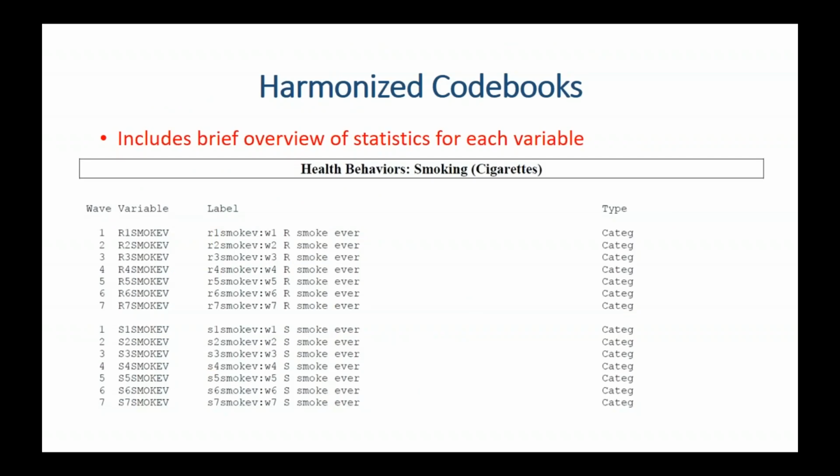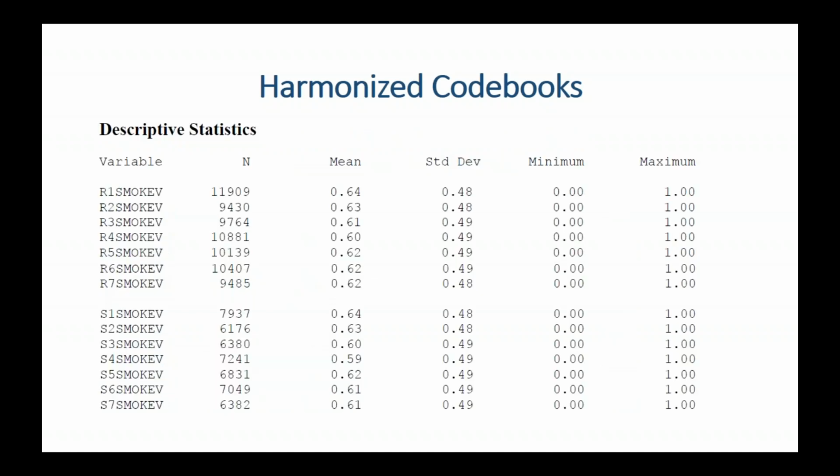Along with each harmonized dataset, we offer an accompanying codebook. The codebooks include a brief overview of the statistics of each variable, including the variable label. Here, we can see the waves that the variables are available for, and we can see respondent and spouse level variables. You can also see a short summary of some of the descriptive statistics.